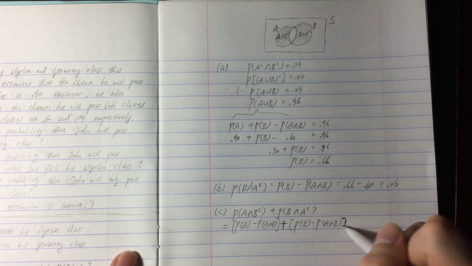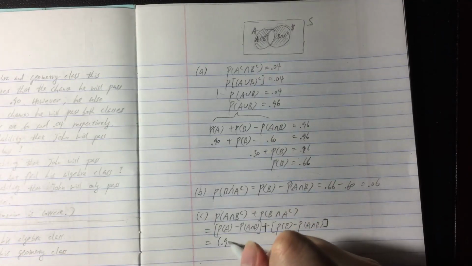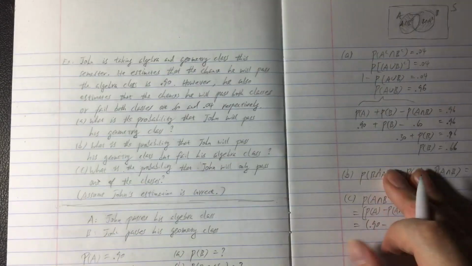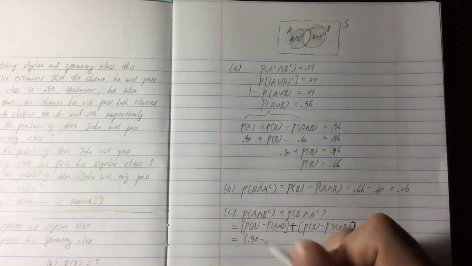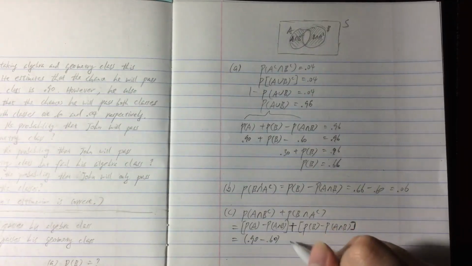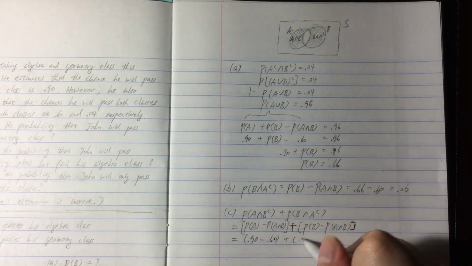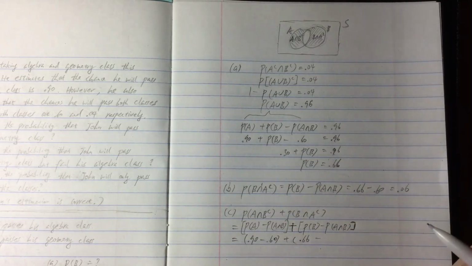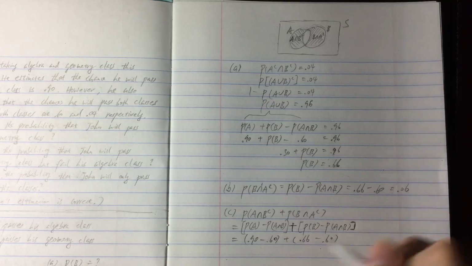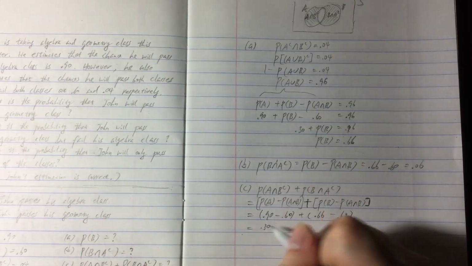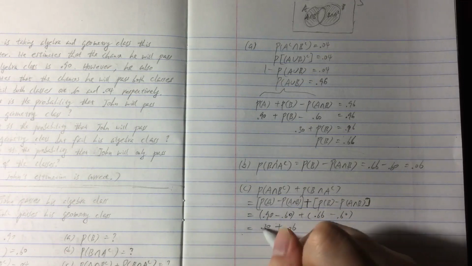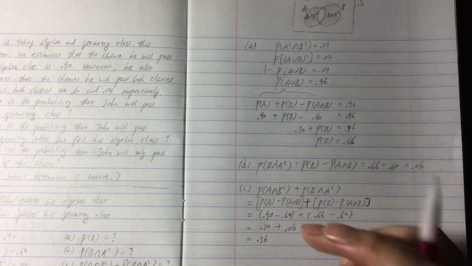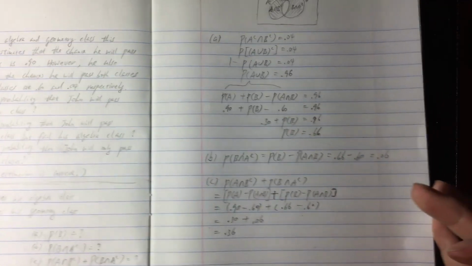Then plug in the numbers. Probability of A is 0.90. A intersection B is 0.60. Probability of B is 0.66. Probability of A intersection B is 0.60. Then we get 0.30 plus 0.06, which is 0.36. That's the chance that he will only pass one of the classes.